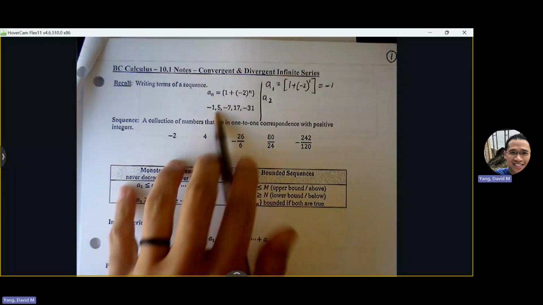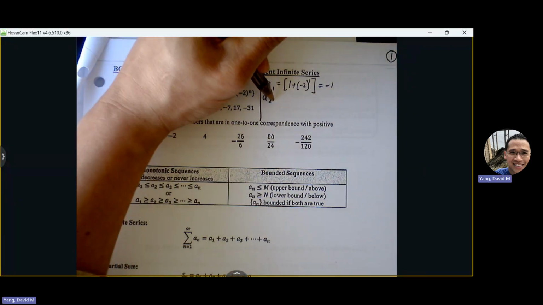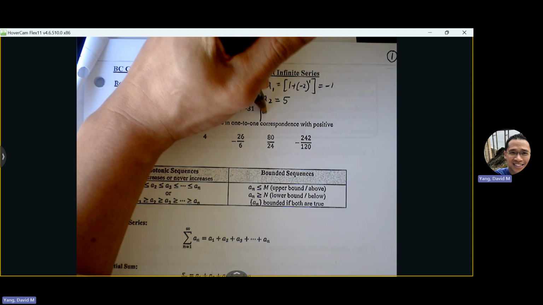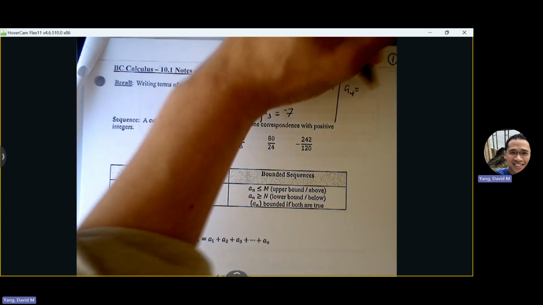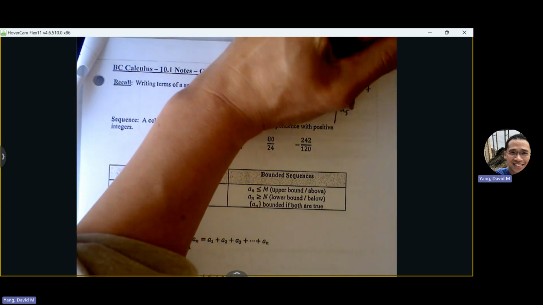So for instance, just to show you, a sub 1 would be equal to 1 plus -2 to the first power. So 1 minus 2 is -1. So a sub 1 is -1. A sub 2, plug 2 in for n. 4 plus 1 is 5. So a sub 2 is 5. A sub 3 is -7. A sub 4, plug 4 in, we get 16 plus 1 is 17. And a sub 5 is -31.